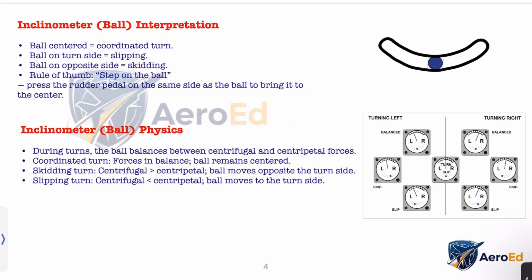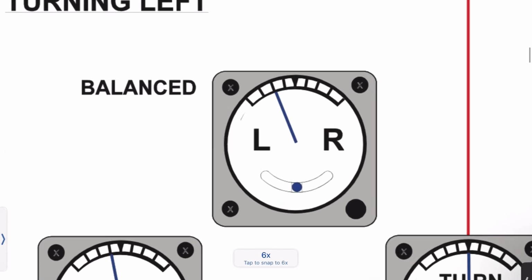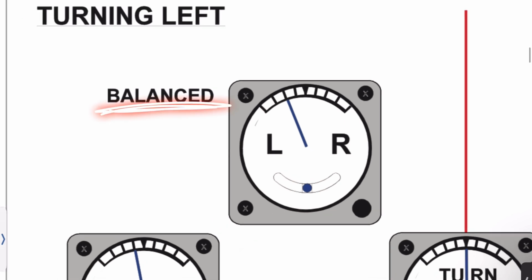Now we are going to study the slip indicator or the inclinometer. This is a capsule which is filled with a liquid, and there's a ball in the middle. But that doesn't mean the ball will always be in the middle. It will be in the middle only when the turn is balanced. So let me explain. If the ball is centered in a turn, for example, the aircraft is turning towards the left or the right and the ball is towards the center, that means the aircraft is maintaining a balanced turn or a coordinated turn.